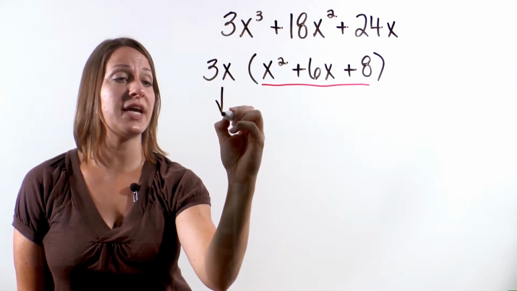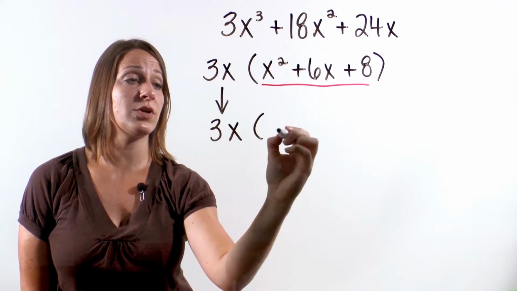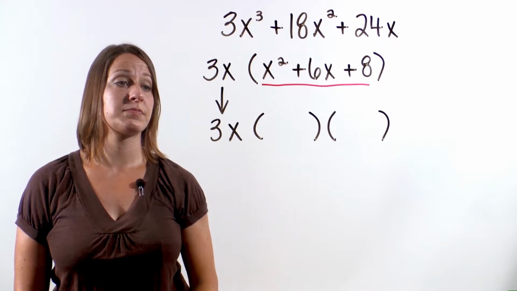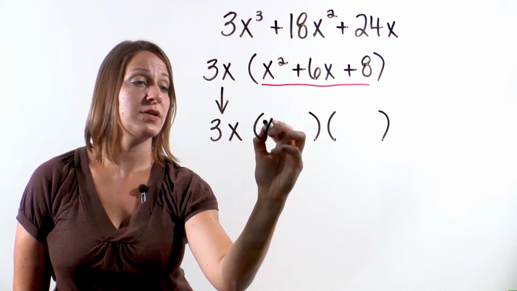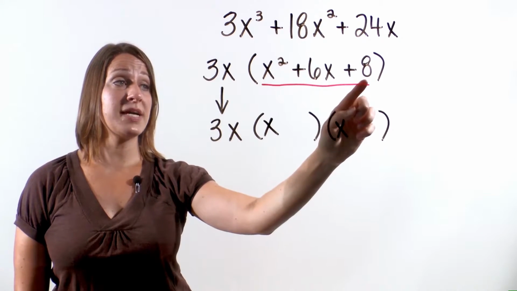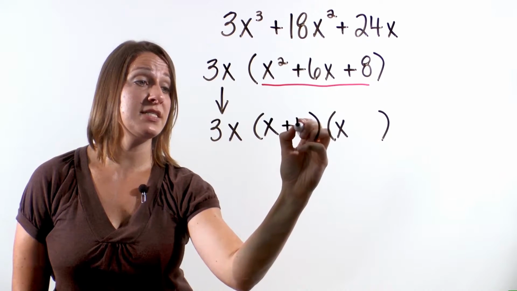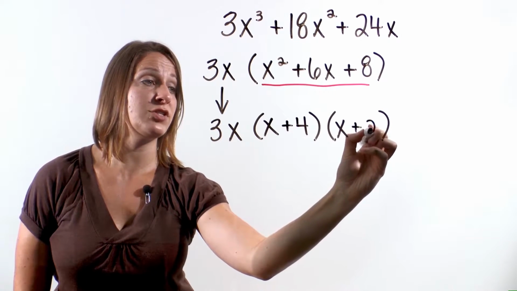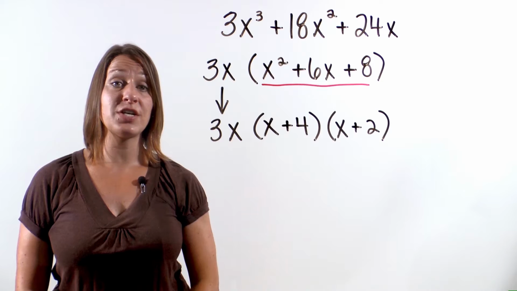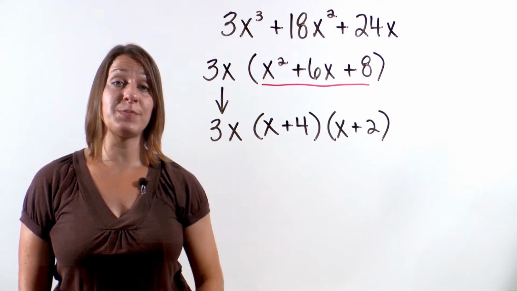We're going to bring down our 3x because it's still going to stay part of the answer. And we're going to factor the trinomial into two binomials. The x squared will be x times x. And the two numbers that multiply to 8 and add to positive 6 are a positive 4 and a positive 2. Now that we've factored completely, our final answer is 3x times x plus 4 times x plus 2.